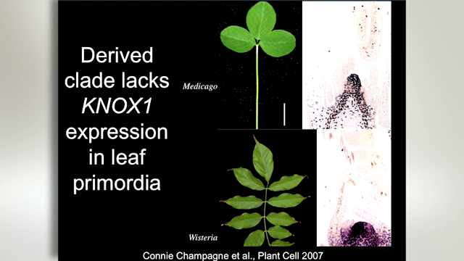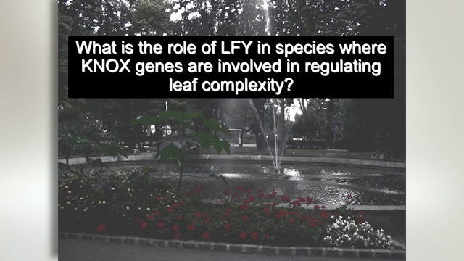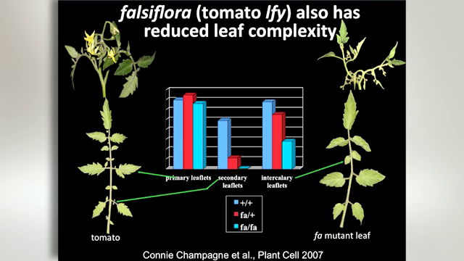And pea, of course, shows that LEAFY is important for making this leaf complexity. So then the question we asked was, what is the role of LEAFY in species where KNOX genes are involved in regulating leaf complexity? And for that, we turned to tomato again and looked at a LEAFY mutation in tomato. This mutation is called falsiflora in tomato, and here you can see that the flowers are quite like those pea flowers you saw, where they proliferate and they do not make the right floral organs. But for us, it was more important to actually look at leaf complexity.